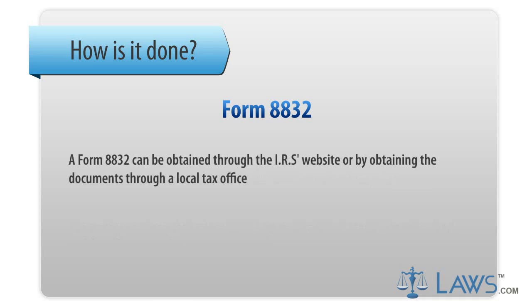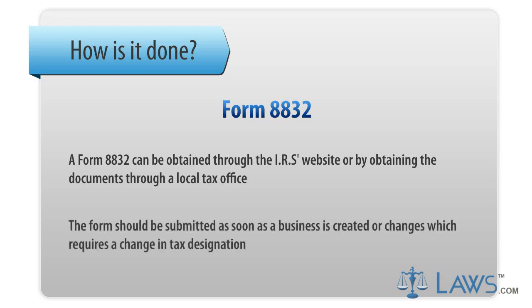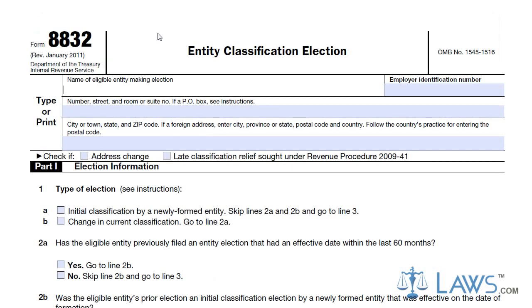The entity can choose to be taxed as a corporation, a partnership, or other form which will have specific tax consequences. A Form 8832 can be obtained through the IRS's website or by obtaining the documents through a local tax office. The form should be submitted as soon as a business is created or changes, which requires a change in tax designation. Provide the contact information of the business entity that will be given the tax designation. Provide the employer identification number, name of business, and the current address.